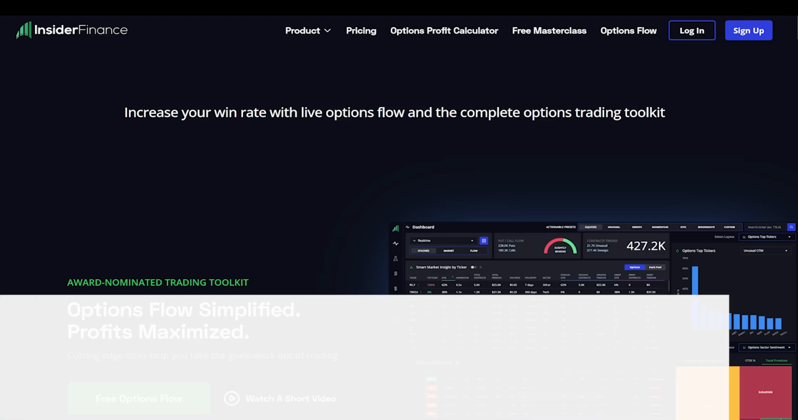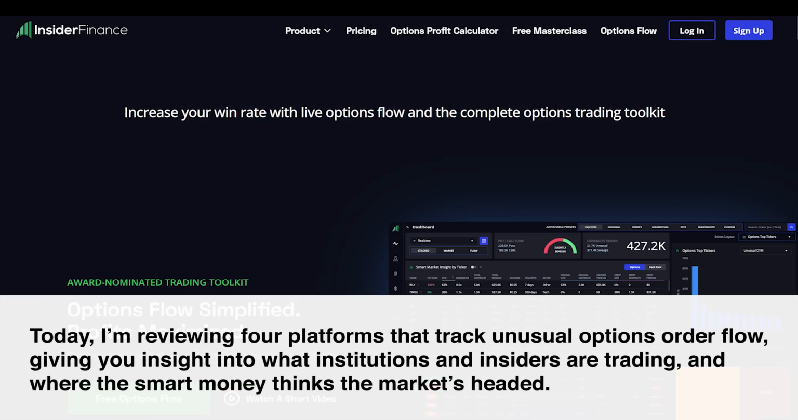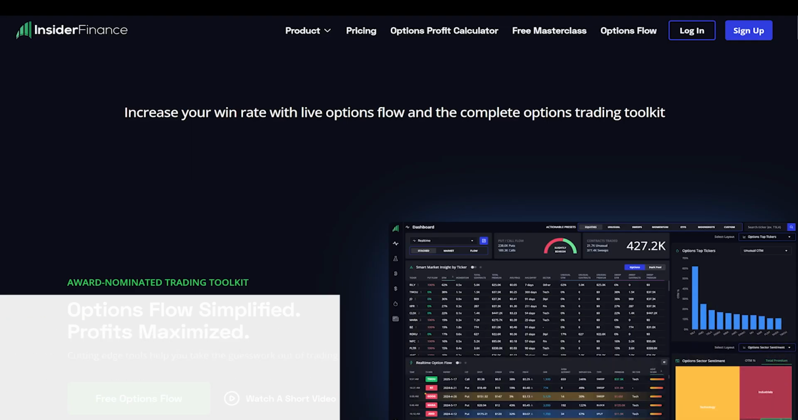Hey everyone, so today we're taking a look at 4 platforms for unusual options order flow. These are designed to give you a look at what institutional investors and insiders are trading through options. So basically, a peek into where they think the market is going and what stocks you should be watching.